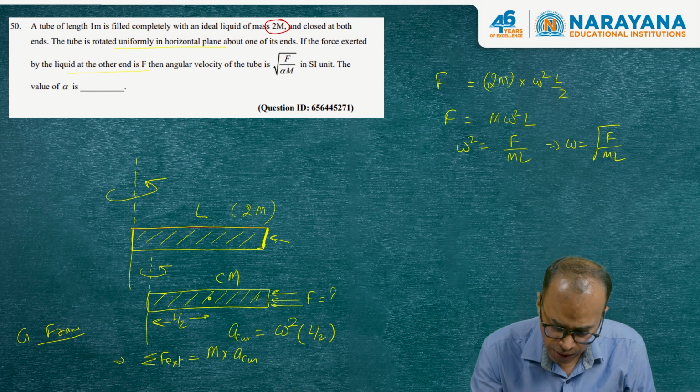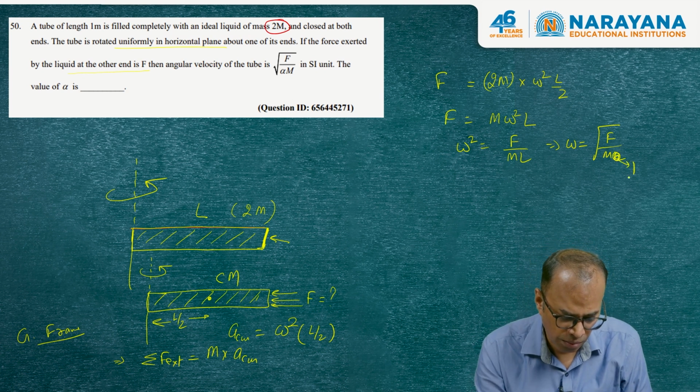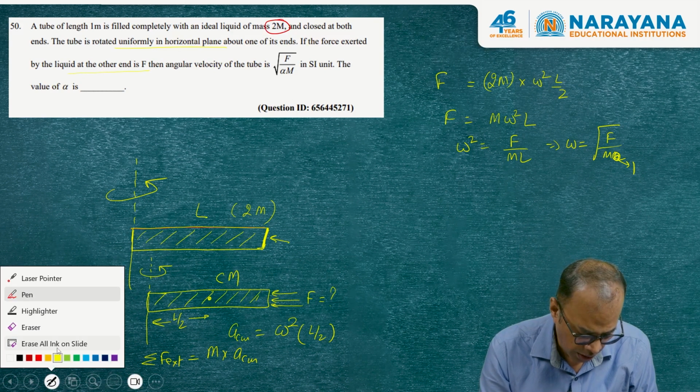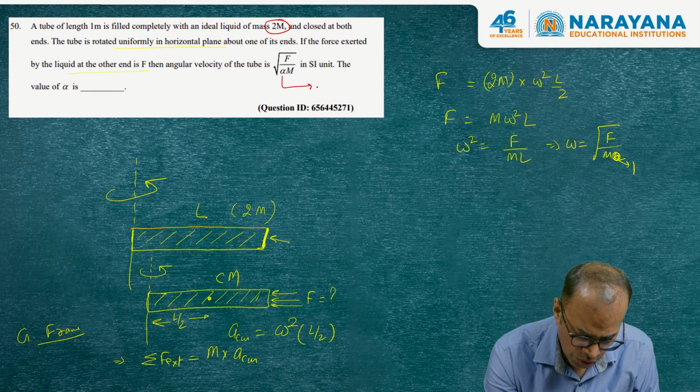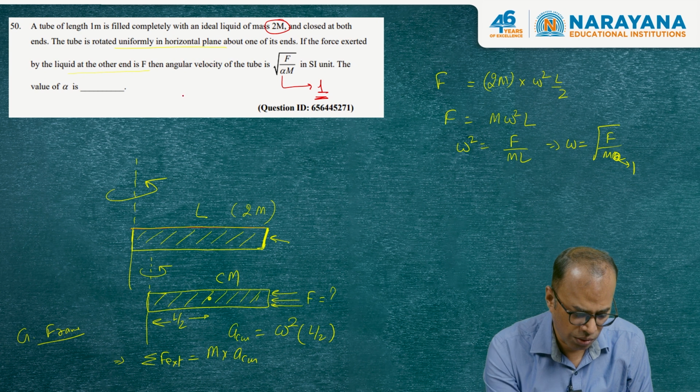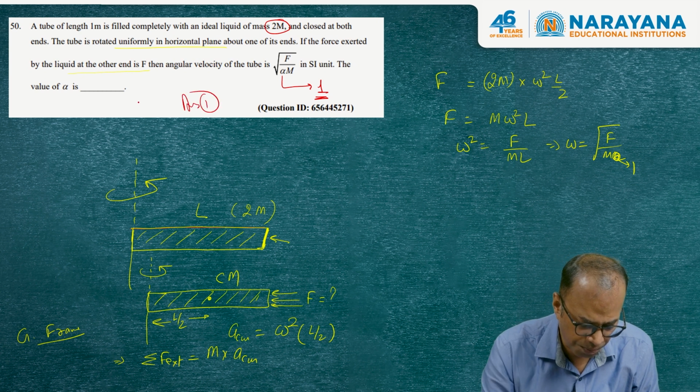L is given to be 1. So I put 1 here, and I get root F by m. Therefore, you can clearly see that this alpha is going to be 1. So the answer to this question is 1.